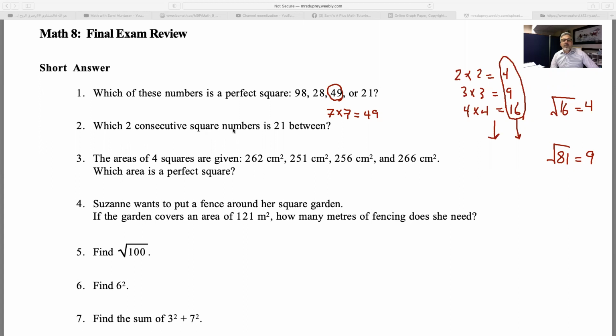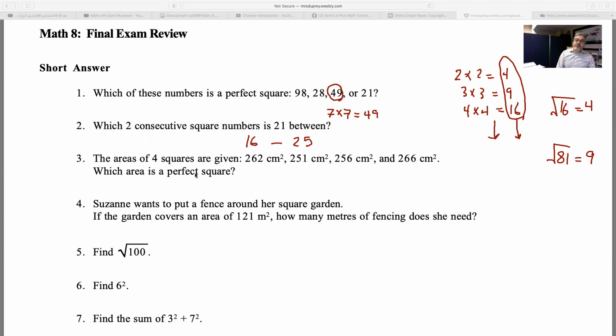Which consecutive square numbers is 21 between? So 21 definitely is not a perfect square, but what perfect squares does 21 fall between? 16 is a perfect square because we know the square root of 16 is 4. And the next one after 21 is definitely 25, because the square root of 25 is 5. So 21 falls between these two perfect squares, and 21 is not a perfect square.